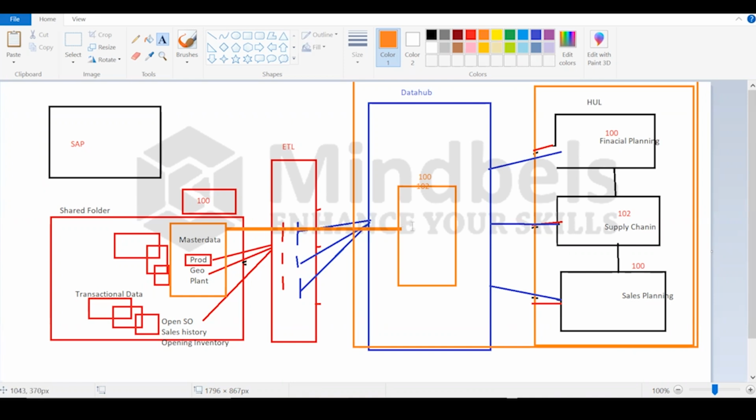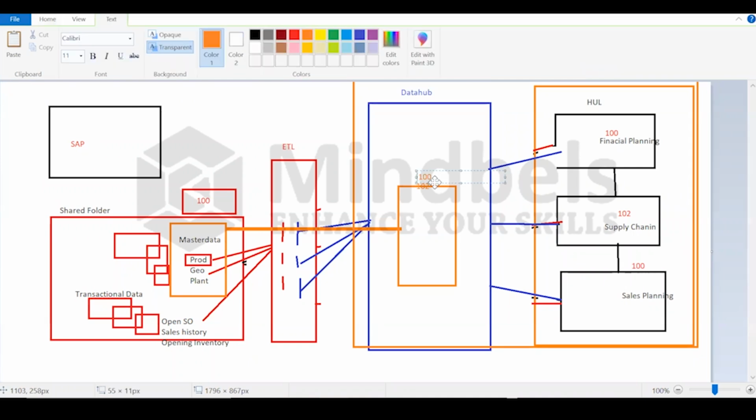Now the same 100 products we are pushing to financial planning, supply chain, and sales planning, right? Here are 100 products, the same 100 products I am pushing. Somewhere in supply chain planning, they are showing only one or two products. Now, to whom do you need to approach? Do you approach the sales people or this data hub? The data hub, sir. Who is maintaining this data hub? This data hub is maintained by us, right?